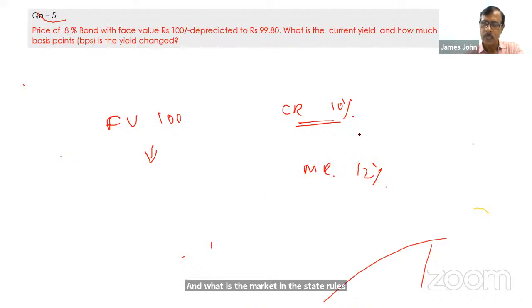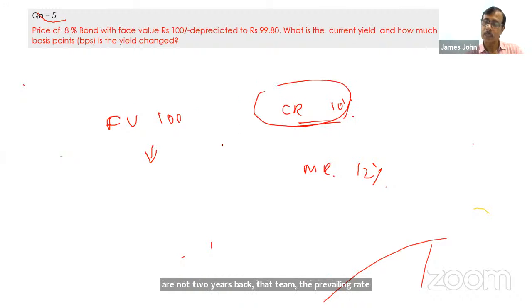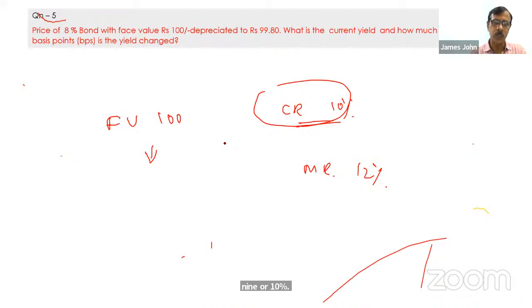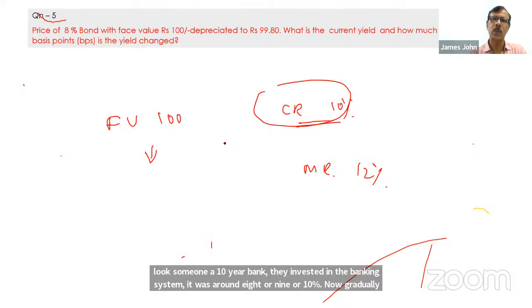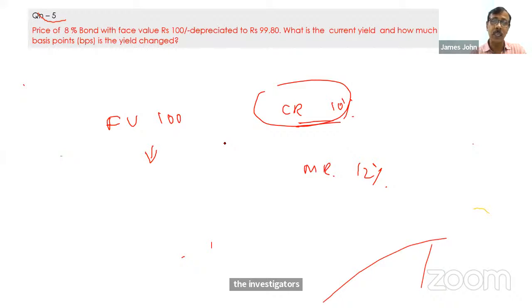The ruling interest rate. That means the interest rate has moved from 10 to 12, because this company might have issued this bond some 1 or 2 years back. That time the prevailing rate may have been around 10%. That's why the company issued this bond at 10% and people subscribed to it. And the interest rate in the market is not static. You must be knowing, some 10 years back the interest rate in the banking system was around 8, 9 or 10%. Now gradually the interest rate has reduced. Presently for a 1-year deposit, you get 6% or 5.5%. Am I correct? There is a reduction in the market rate.